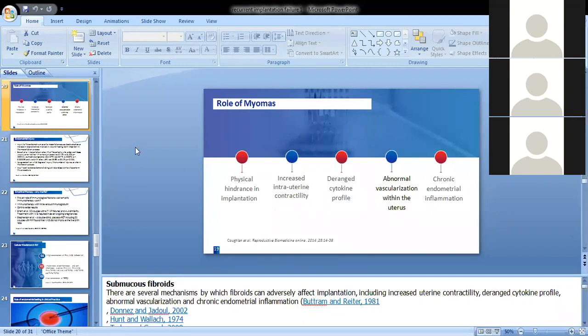So if there is a myoma, I can tell you, if there is a submucous fibroid, there is no controversy. You have to do a hysteroscopic removal of the submucous fibroid before you attempt an embryo transfer. If it is an intramural myoma with size more than 4.5 centimeters, we can consider a myomectomy. If it's a subserous myoma, it doesn't affect implantation per se, so it doesn't require routine removal before an embryo transfer.